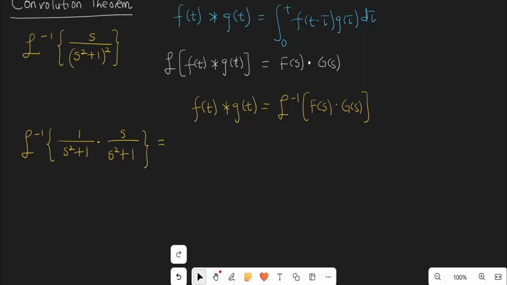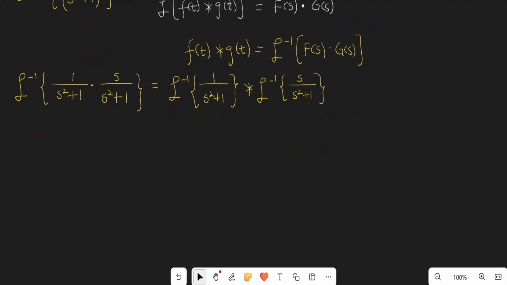So the convolution, this one is going to yield the convolution. Remember the Laplace inverse of F of s multiplied by G of s is going to return the convolution. So this one is going to be the Laplace inverse of 1 all over s squared plus 1, right? This is convoluted with the Laplace inverse of s divided by s squared plus 1, like this.